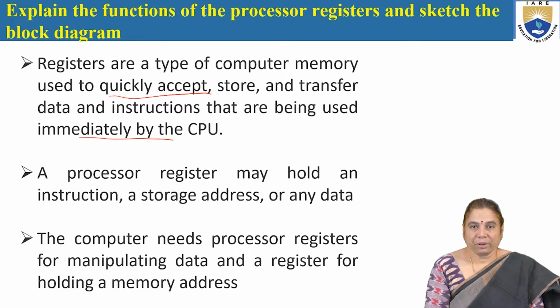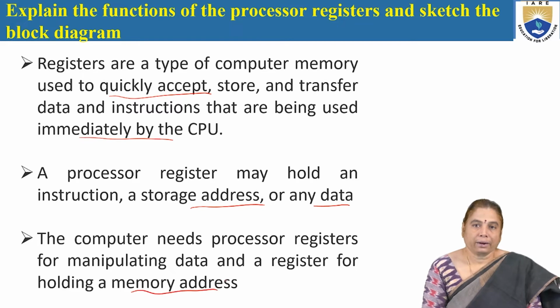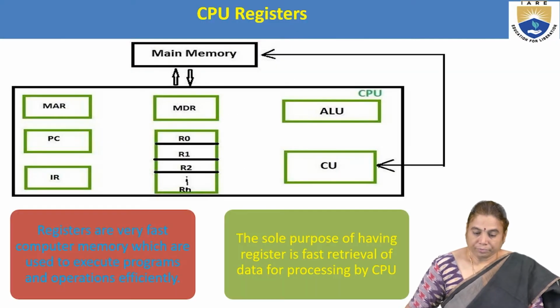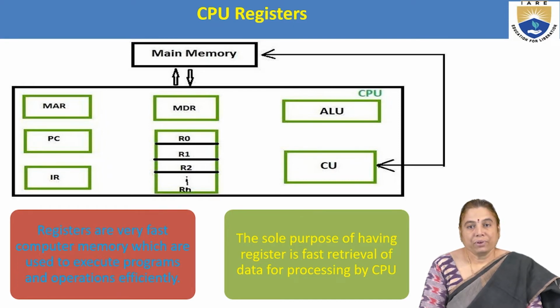A processor register may hold an instruction, a storage address, or data. A computer needs a processor register for manipulating data and a register for handling memory addresses. Registers are very fast computer memory that can be used to execute programs and operate efficiently. The sole purpose of the registers is fast retrieval of data for processing by the CPU.